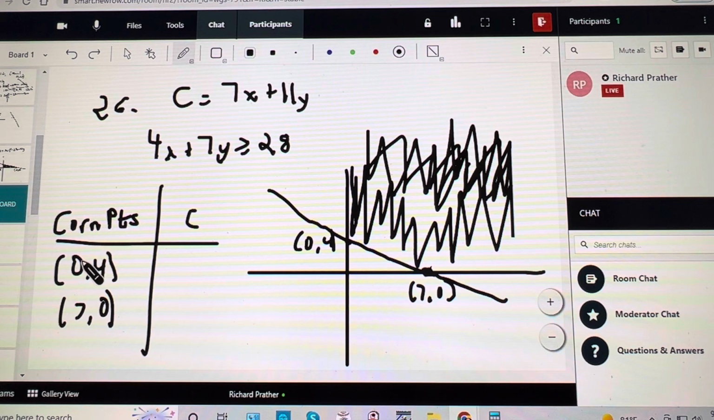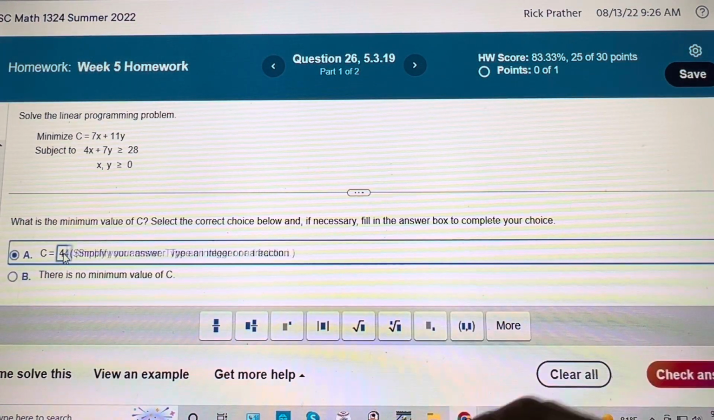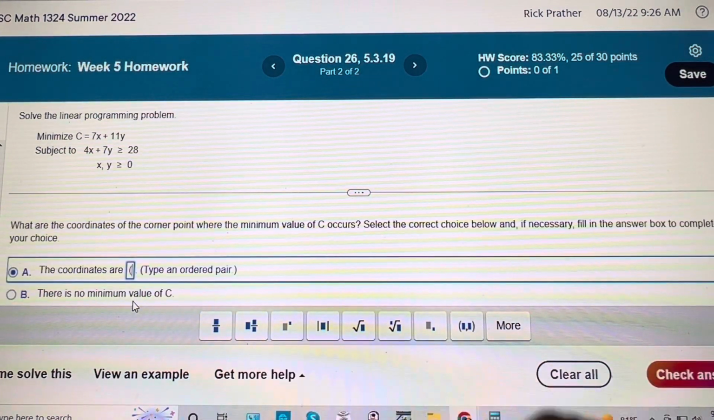0 times 7 is 0. 4 times 11 is 44. 7 times 7 is 49, plus 0 is 49. So the 0, 4 is the minimum. I can minimize my costs at 44 units if I have nothing of the first variable and 4 of the second variable. Coordinates would be 0, 4.